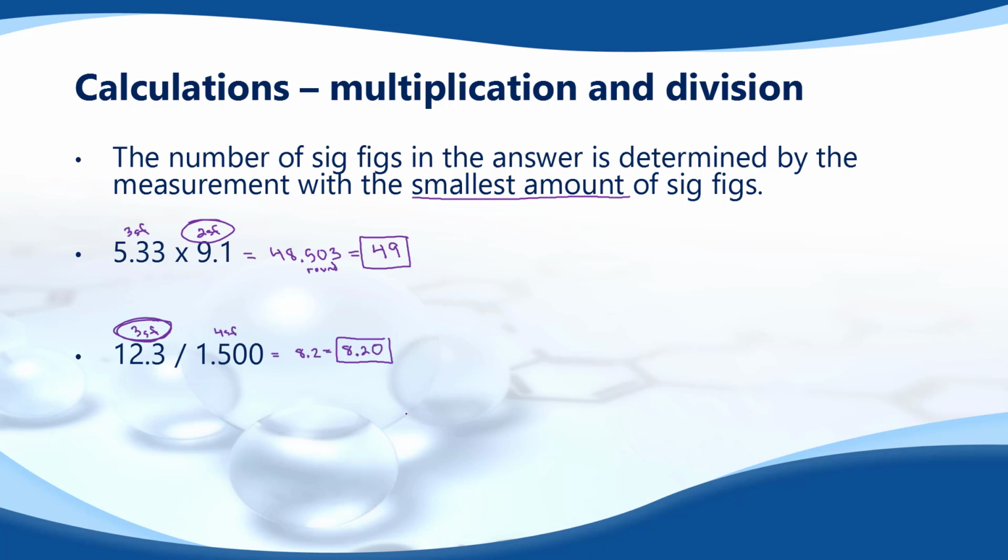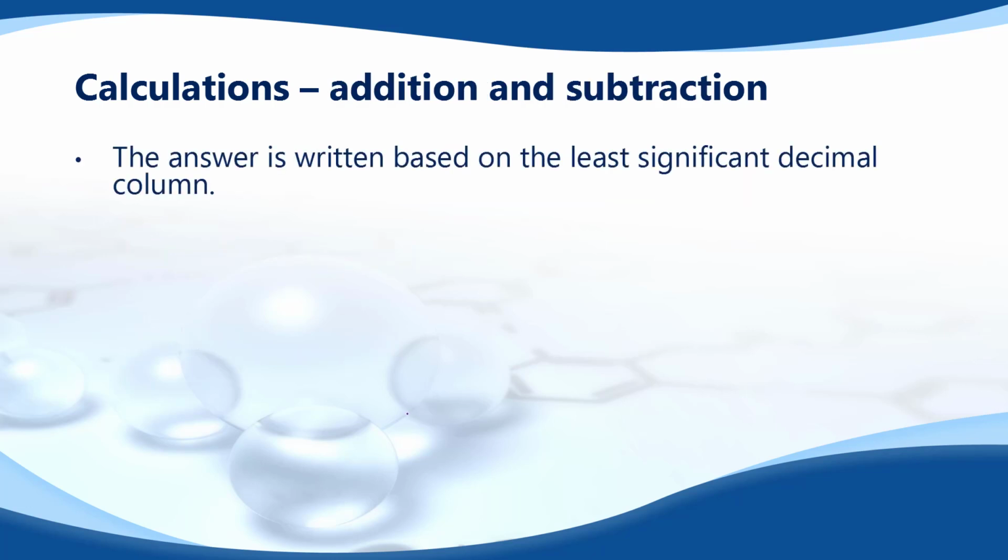For addition and subtraction, it's actually a little bit easier to work with. What you do is you work with the decimal column. So the farthest column to the left that has a sig fig in it is where you're going to take your answer from. So for our first example, we have 180 plus 5.332. That gives us 185.332 as our answer.